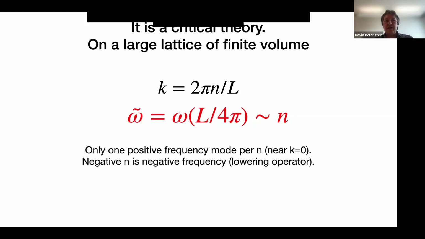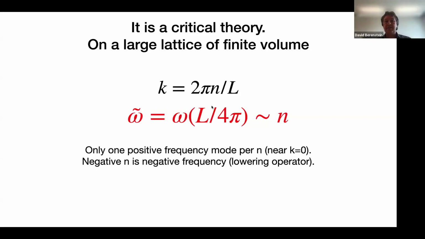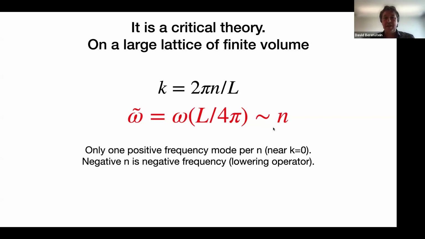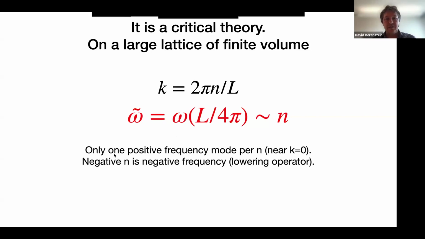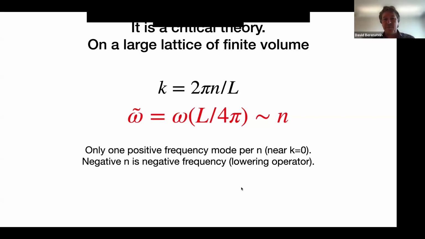When you take the theory on a large lattice of finite volume, the k becomes approximately quantized, or k is quantized as 2 pi n over L, and the frequency becomes approximately linear in k. So you actually get a conformal field theory with only one positive frequency mode per n equal to 0, and a similar story for k approximately equal to pi. So you get two types of modes. You get a left mover and a right mover set of modes. And you basically have a critical theory with central charge equal to 1.